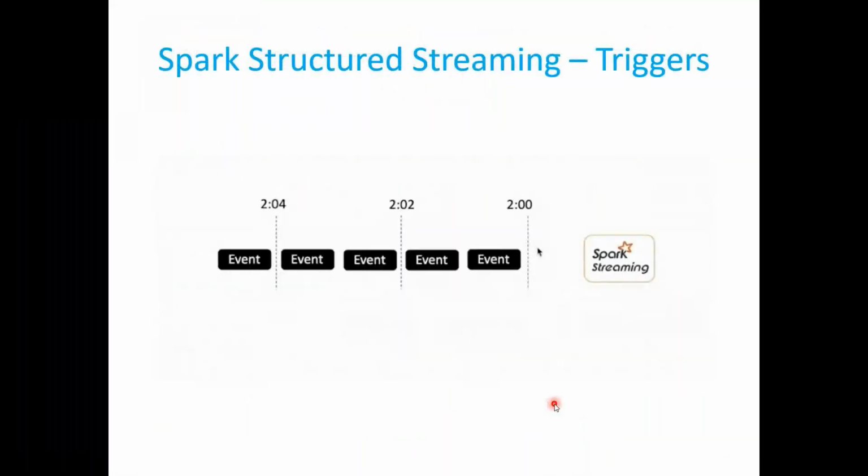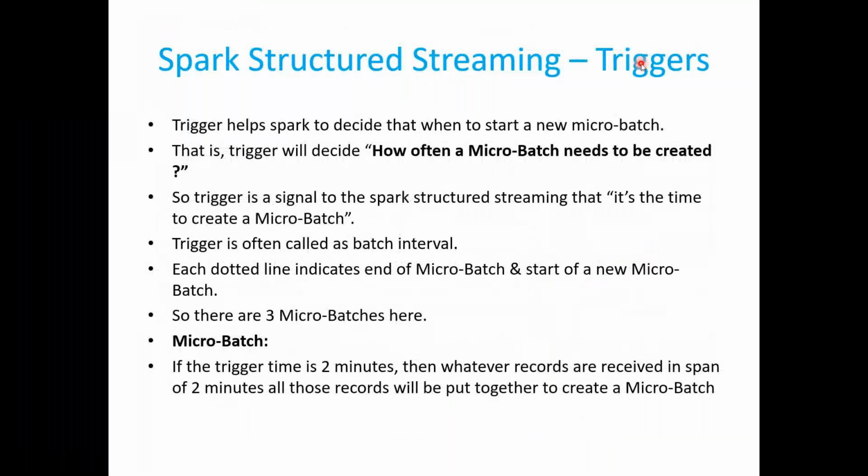Now let me talk about something called a trigger, right? So what is a trigger and why do we need it? A trigger in Spark Structured Streaming helps to decide when to start a new micro batch. It will tell when a new micro batch needs to be created. So a trigger is nothing but a signal to Spark Structured Streaming that it is time to create a new micro batch. So trigger and batch interval both are the same.